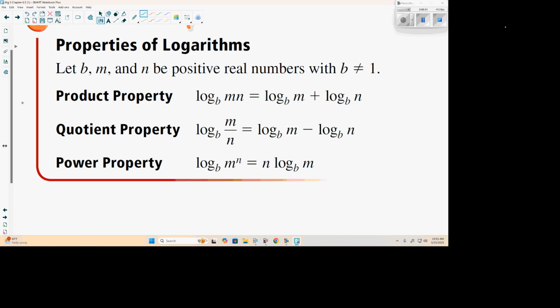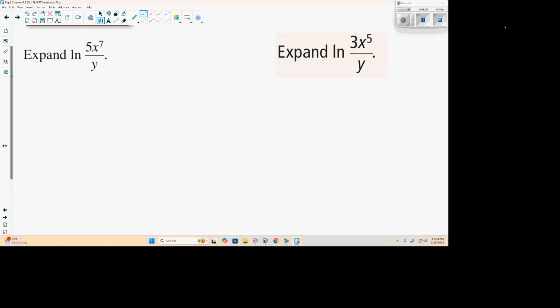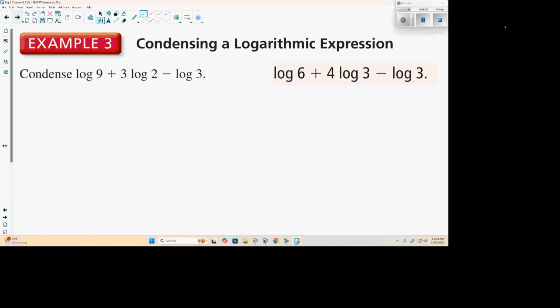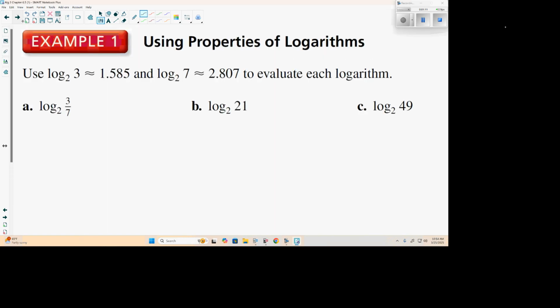We had our quotient property that told us that if we have a division inside of a logarithm, we can rewrite it as subtraction. And our power property told us that if we have a term to a power inside the logarithm, we can take that power, that exponent, and move it to the front. And we worked through expanding, taking it from one logarithm to multiple, and also condensing from multiple to one.